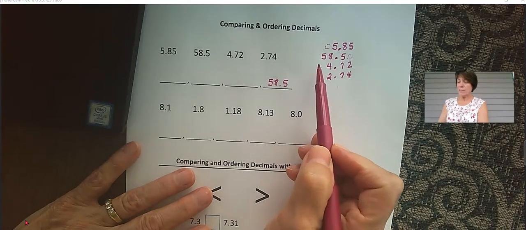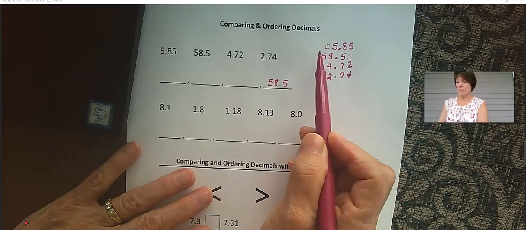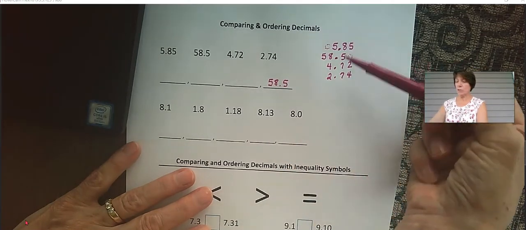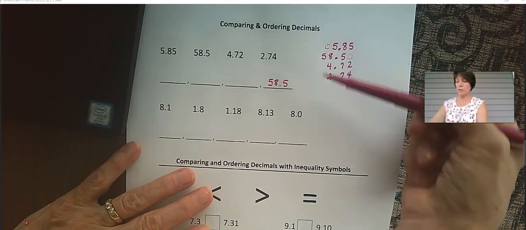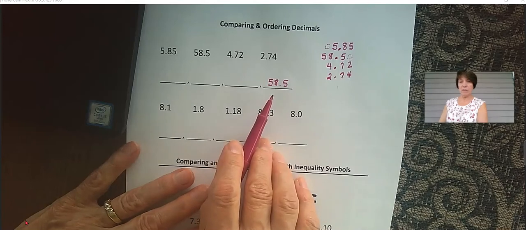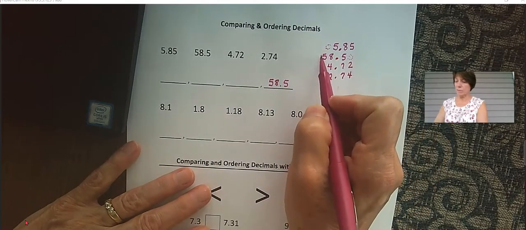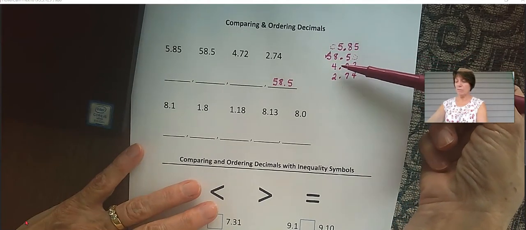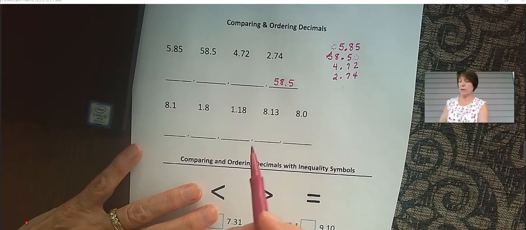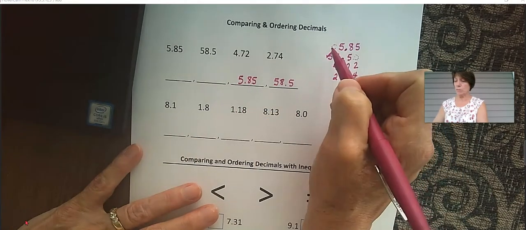And so now I can see that this number, 58 5/10, is going to be larger than any of the other numbers because none of the other numbers have a value in the tens place. So 58 5/10 is my largest number. So I've got that one taken care of. Now I go to the ones place and start comparing there. And I can see that I've got a 5 and a 4 and a 2. The 5 and 85/100 is going to be my next largest number because it has a 5 in the ones place and all of the other digits have smaller numbers in the ones place.